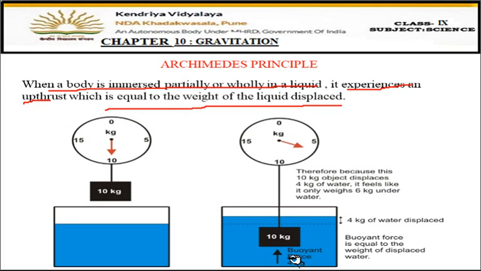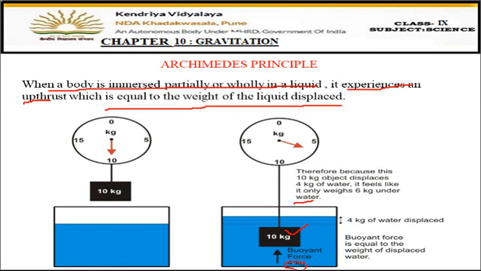If 5 kg of water is displaced, 5 kg of buoyant force will be applied. If 10 kgs of water is displaced, 10 kg will be the buoyant force applied from the lower side. And whatever the weight of the object is, this much value of the buoyant force will be subtracted from the total weight of the object. That means that much is the weight of the object underwater, right?